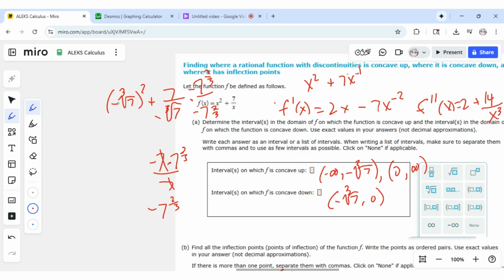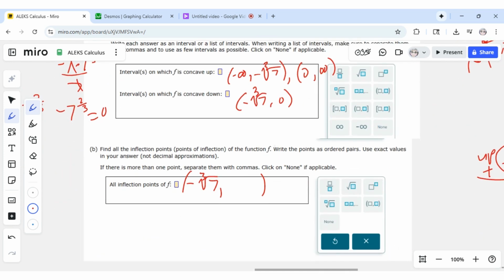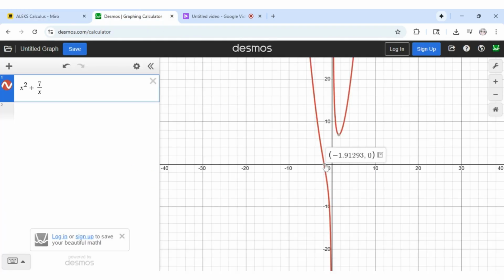And then over here, oh, well, isn't that convenient? This, the cube root of 7 squared, is going to be a positive 7 to the 2/3 power. 7 to 2/3 minus 7 to 2/3 equals 0. So our y coordinate is 0. And that is what we were seeing on the graph. It looked like that was our inflection point, where the concavity changes.